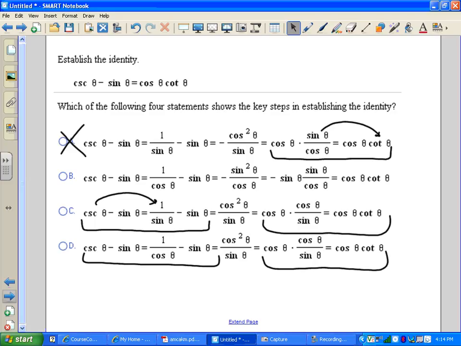Now let's look at the first step in choice D. Now this one they're screwing up on. They're saying cosecant there is 1 over cosine when it should be 1 over sine. So the first step's kind of ruling out D. Now let's see if we can make C work all the way through now.